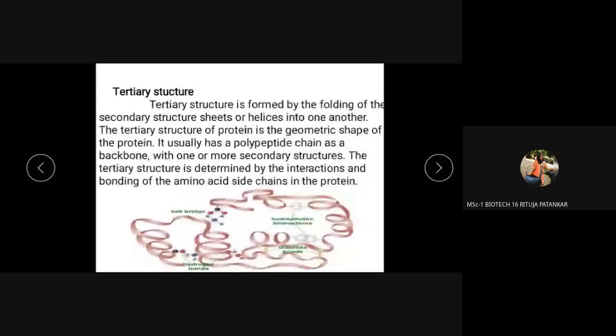Then there is tertiary structure. Tertiary structure is formed by folding of the secondary structure sheets or helices into one another. The tertiary structure of a protein is the geometric shape of the protein. It usually has a polypeptide chain as a backbone with one or more secondary structures. The tertiary structure is determined by interactions and bonds of amino acid side chains, such as hydrophilic interactions, disulfide bonds and hydrogen bonds.